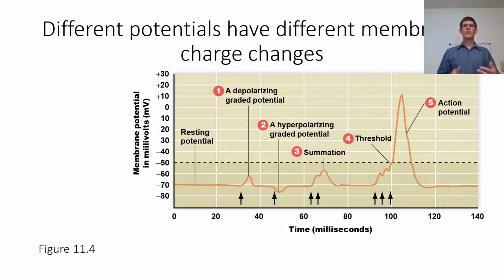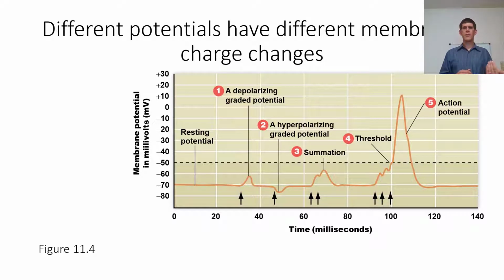Depolarizing makes this charge less negative. It's going to basically allow some positive charges in. Allowing positive charges in makes it less negative. So this is depolarizing. Hyperpolarizing is going to make charges more negative. So perhaps forcing more positive charges out is going to make it hyperpolarizing.